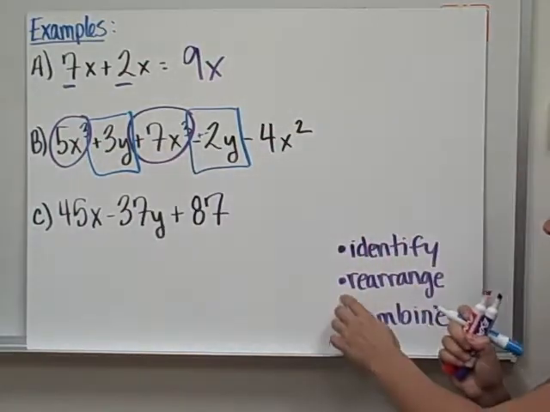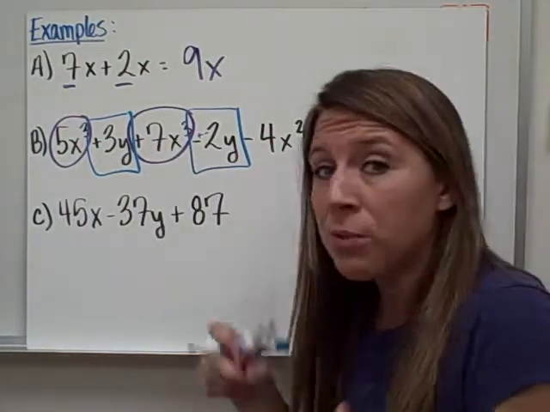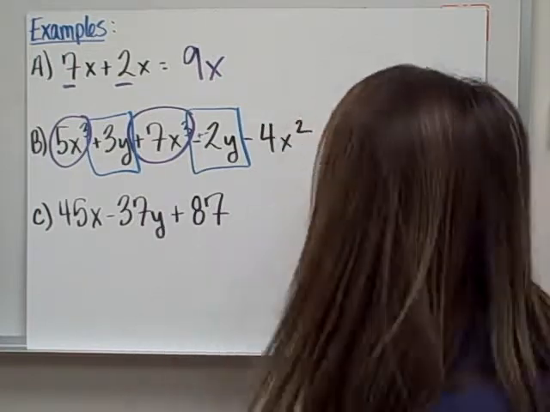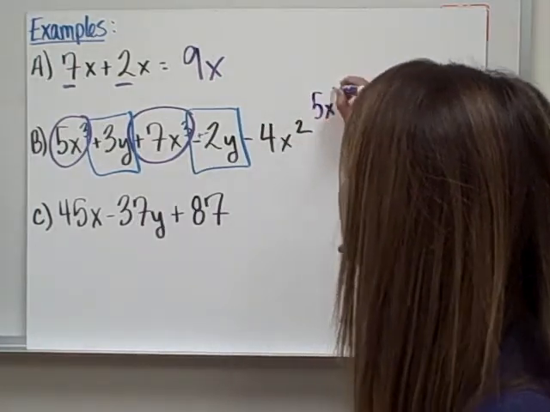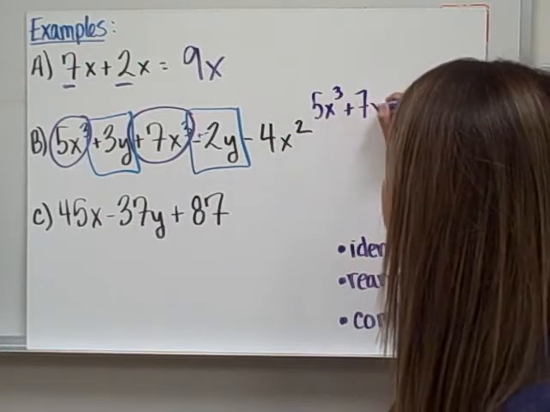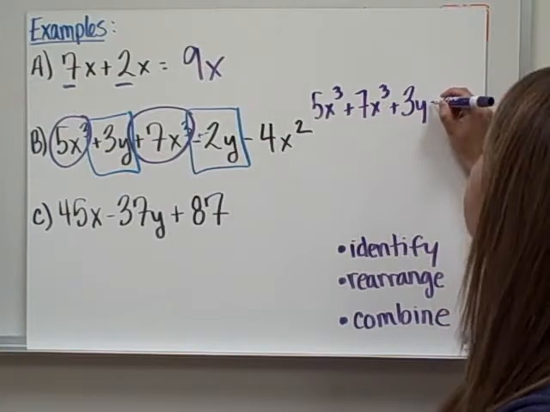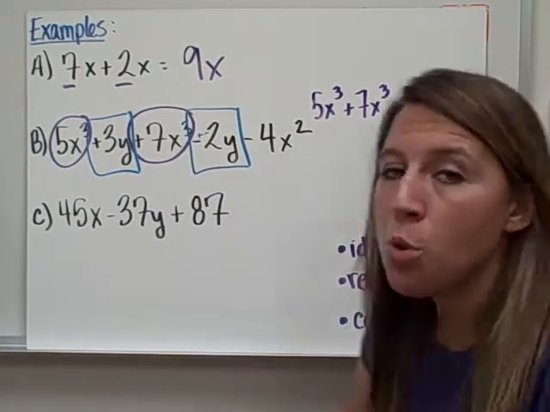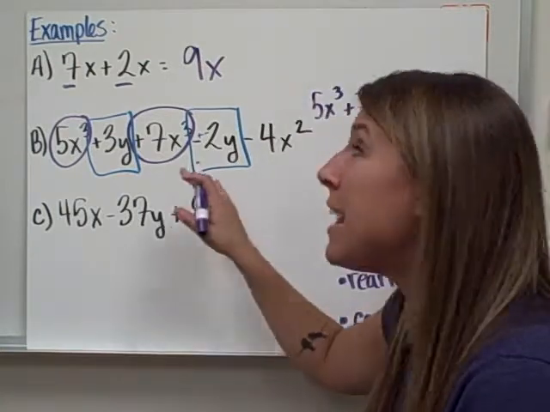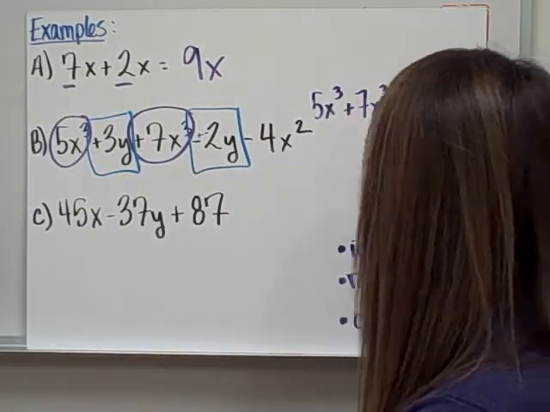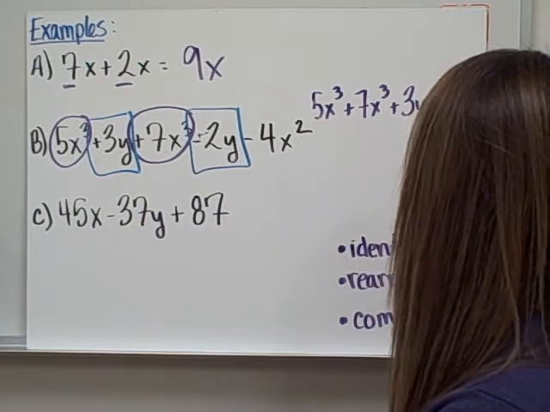The second thing I said is rearrange. So if you want to rearrange the terms so it makes sense to combine them, we're going to go ahead and do that. So I have 5x to the third plus 7x to the third plus 3y minus 2y. If you're more comfortable writing plus a negative 2y, be my guest. And then I'm just going to have to squeeze it in here, minus 4x squared.